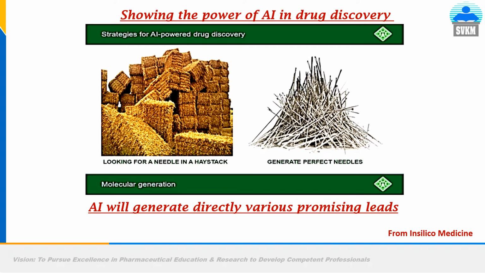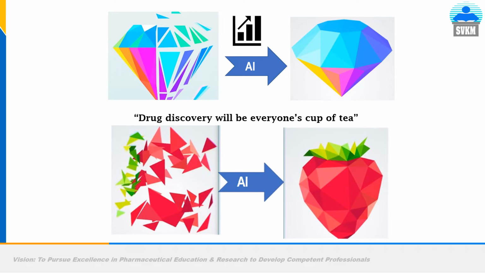A famous infographic from Insilico Medicine, a world famous pioneer company which uses AI driven technologies for discovering drug receptors and for making clinical trials easier and smarter. What they have to say: usually drug discovery is termed as searching for a needle in a haystack, a very difficult task. But what this company says is, generate the perfect needle. Because of the advent of AI, by leveraging AI, machine learning or deep learning, you can generate your own perfect needles, customized ones which you want. Why search? AI will directly generate various promising leads. See the difference. A very huge difference is there. So drug discovery will be everyone's cup of tea, because you have to arrange lots of components in a proper manner to make a drug like candidate.